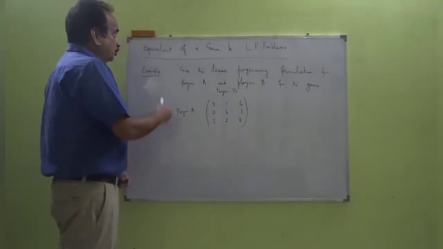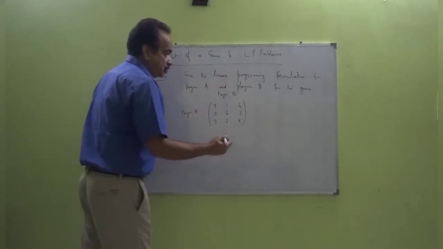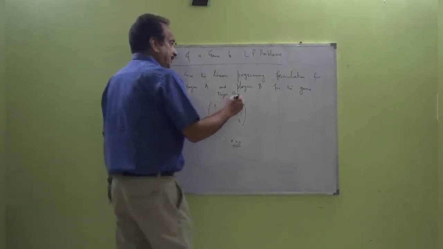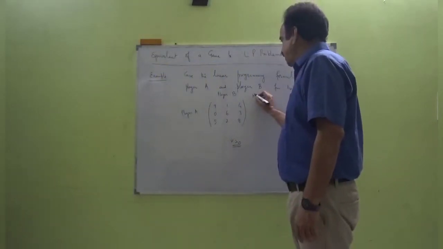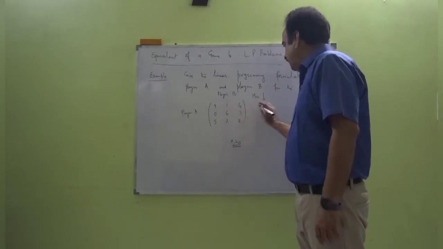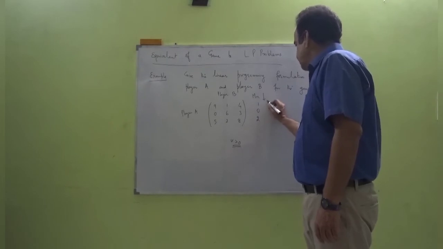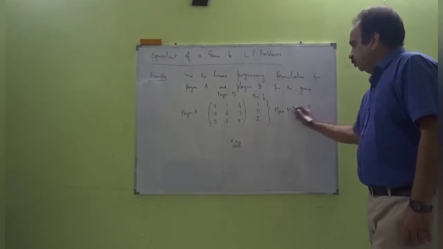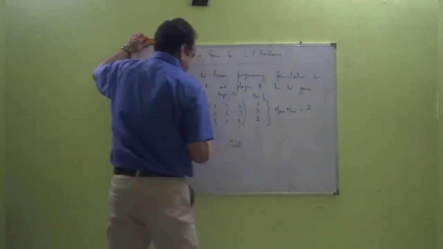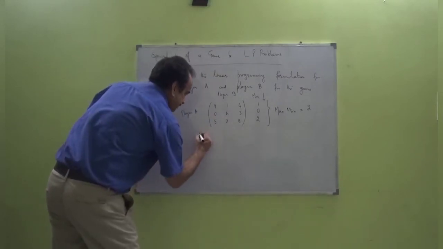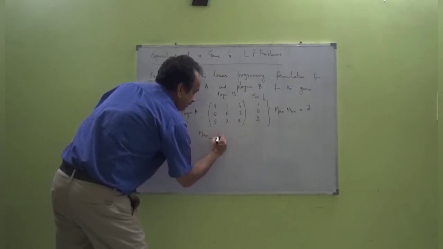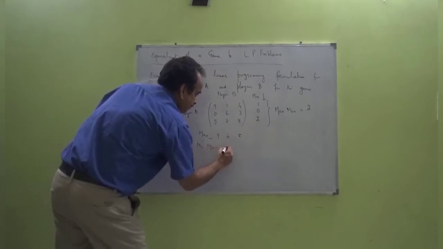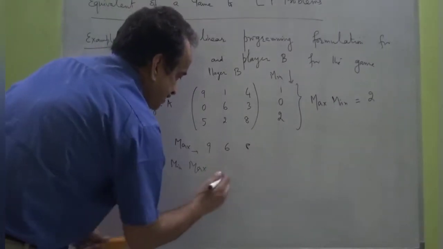Now, in order to convert a game to its linear programming problem, we have to ensure that our V should be positive. The value of the game should be positive. Now look at this. For that, we need to find max min and min max over here. Let's find out minimum over here is 1, 0 and 2. And so, max min will be equal to maximum of 1, 0 and 2. And over here, for the columns, the maximum will be 9 here, 6 here and 8 here. So min max will be equal to minimum for all these will be 6.